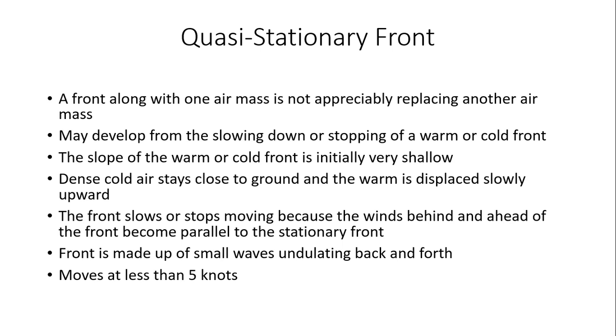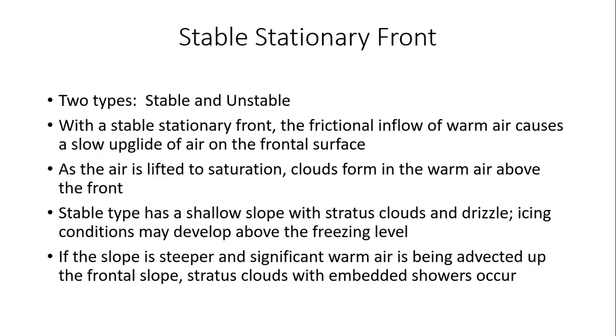The front slows or stops moving because the winds ahead of and behind the front become parallel to the stationary front. So again, why is this front not really moving very quickly? It's moving at less than 5 knots of speed, by the way. And it's because the mid and upper level winds are blowing parallel to the surface front, so there's really no push of the surface front. The front is made up of small waves which undulate back and forth along the front.